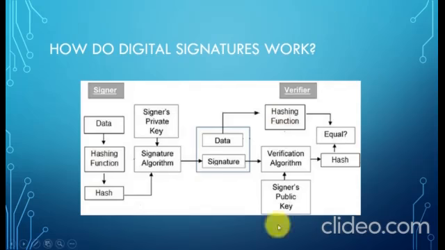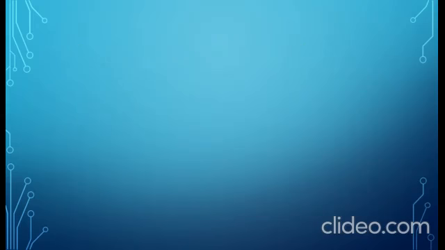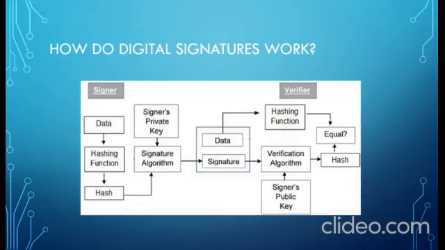Then the verifier feeds the digital signature and the verification key, that is the public key of the sender, into the verification algorithm. The verification algorithm gives some value as output. The receiver also runs the same hash function on the received data to generate the hash value. For verification, this hash value and the output of the verification algorithm are compared. Based on the comparison, the receiver decides whether the digital signature is valid or not.